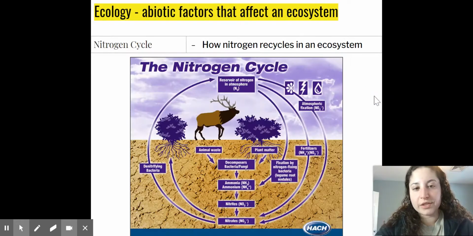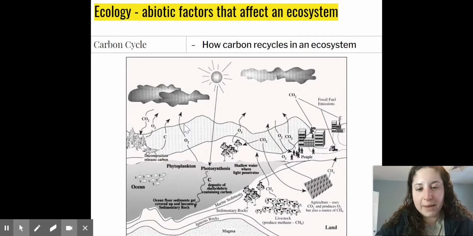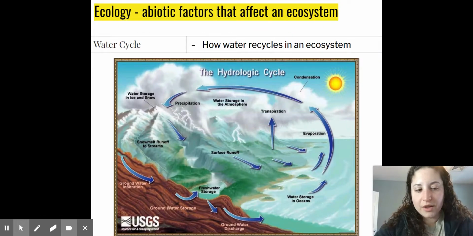And then we can also have the nitrogen cycle. So again, this is how nitrogen filters through the ecosystem. And this has to do a lot with animal waste as well. And so part of it is getting the bacteria what they need down here. So again, if it comes up on MCAS, most likely you're going to see the carbon cycle or the water cycle. However, it doesn't usually come up on the MCAS.